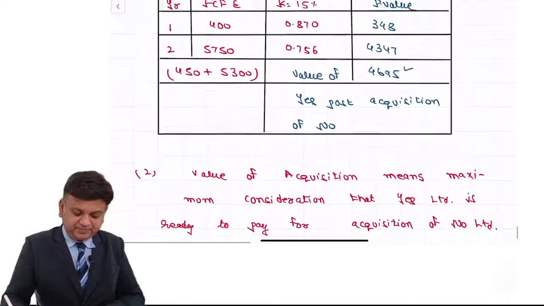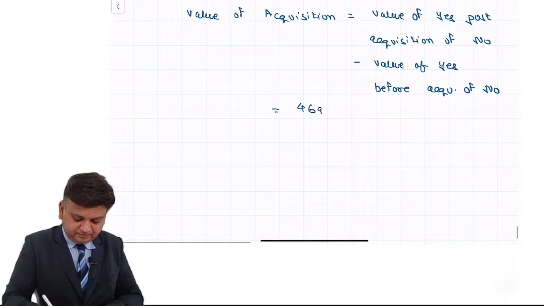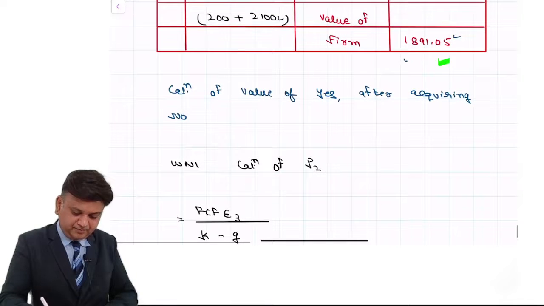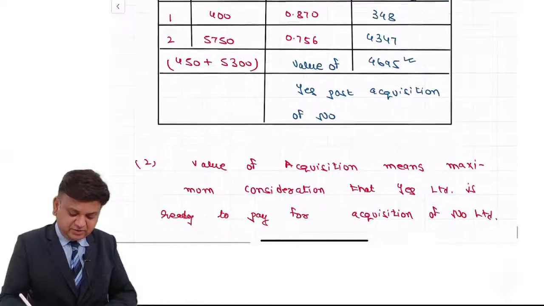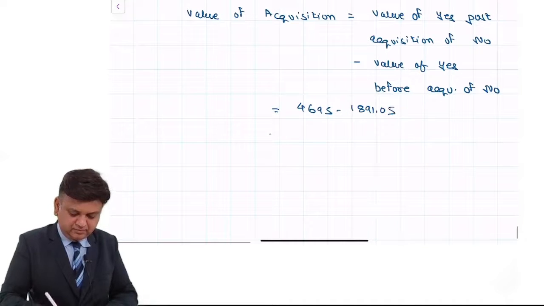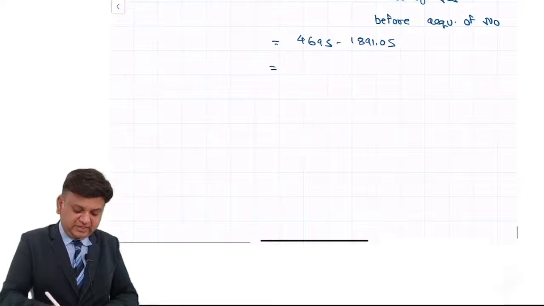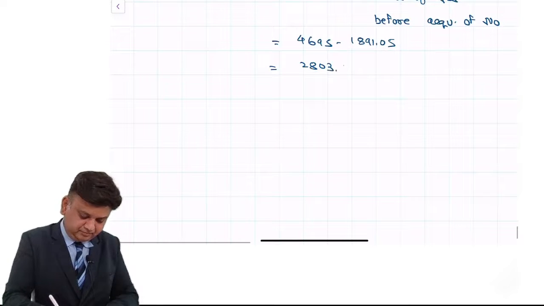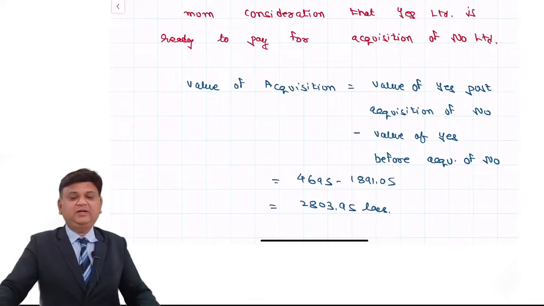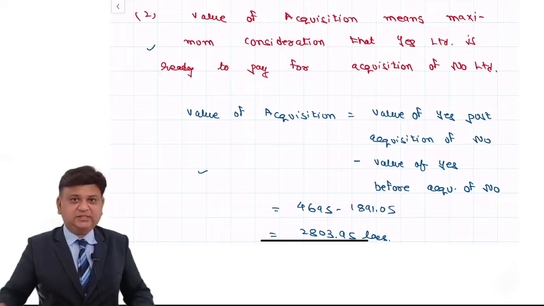So we understand that it is 4695 minus value of Yes before acquisition of No, which is 1891.05. So the final answer will be found as 2803.95 lakhs. This is the way value of the acquisition can be calculated. Write down this note and along with that this answer.